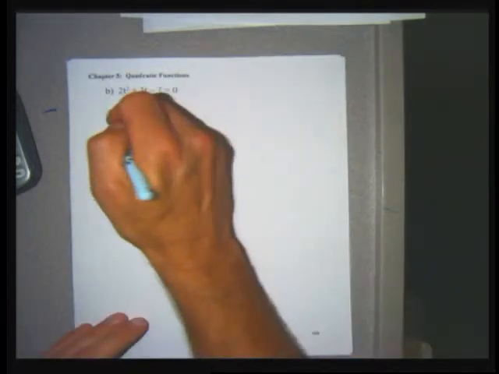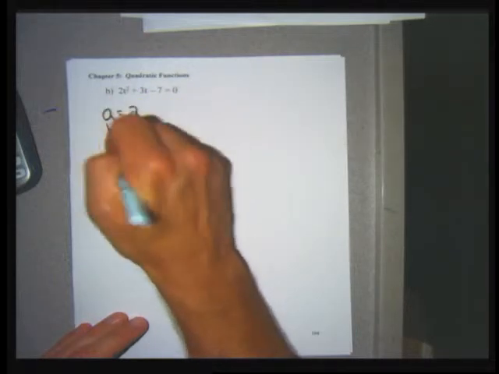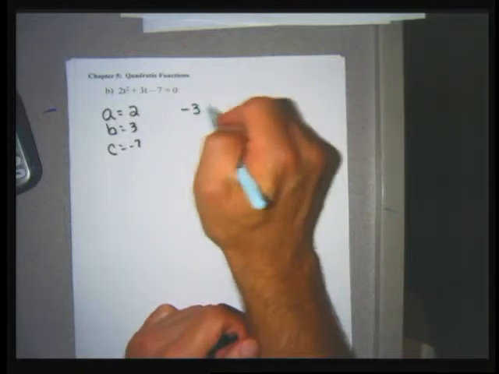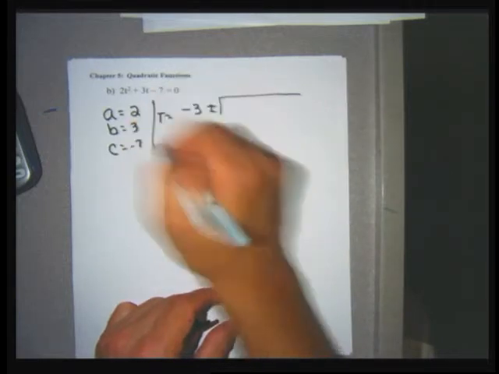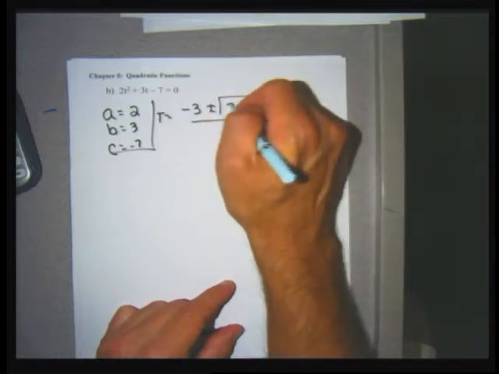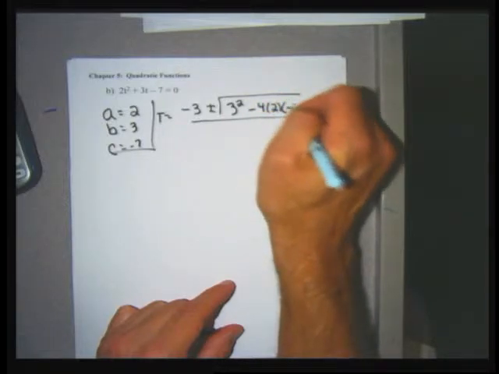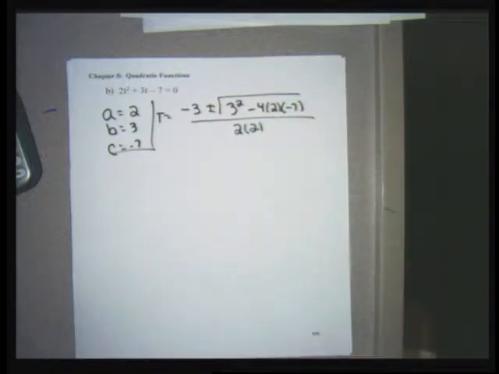For part B, I'll do it by hand and on my calculator again. For part B, the A is going to be 2, the B is going to be 3, the C is going to be negative 7. I'm going to go negative B, which is negative 3, plus or minus the square root. T equals negative 3 plus or minus the square root of B squared, which is 3 squared, minus 4AC, which is 4 times 2 times minus 7, all over 2A, which is 2 times 2. Notice when the B is positive, I don't have to put it in parentheses.